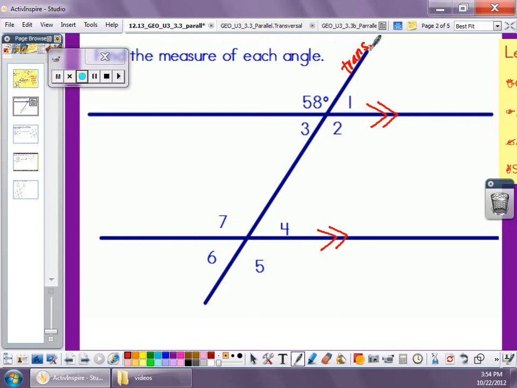I know that if I'm given 58 here, I know that angle 2 is 58 degrees. Why? Because they are vertical angles. I could also say that if this one is 58, this angle here is 122 because they are a linear pair. And I could come over here for this angle 3 and say that this is 122 degrees, either because of linear pair or because of vertical angle. Either way is okay.